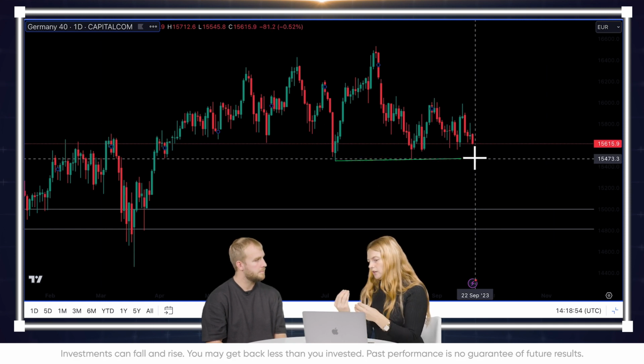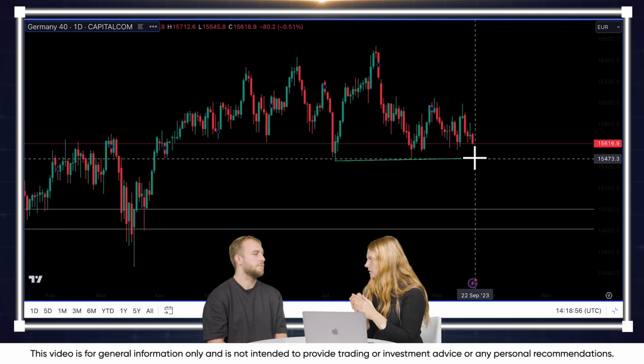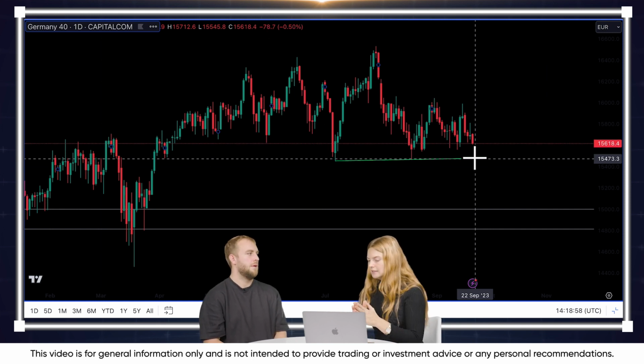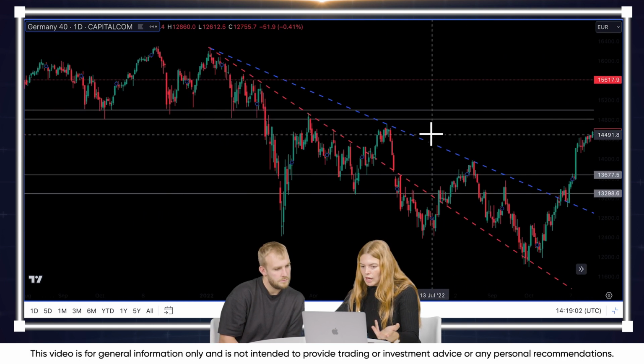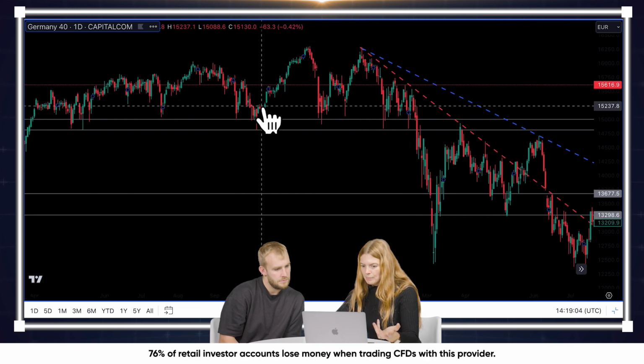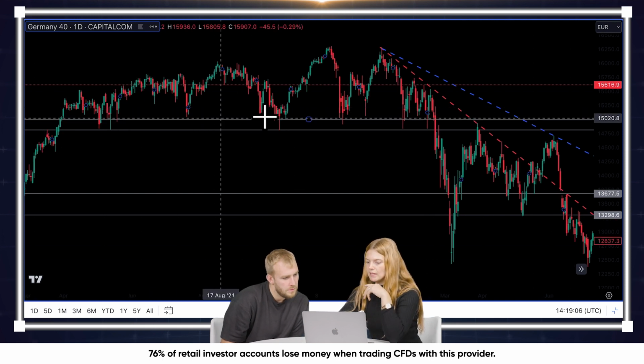So there's no set rule as to how to use them. It's more about how they complement your analysis. For example, this is a very recent one, but if you zoom out a little bit more, and we go, for example, here, this is back in the end of 2021 and beginning of 2022.